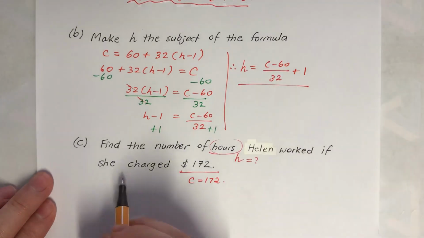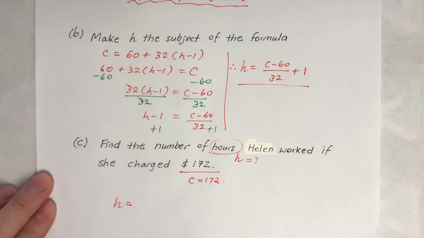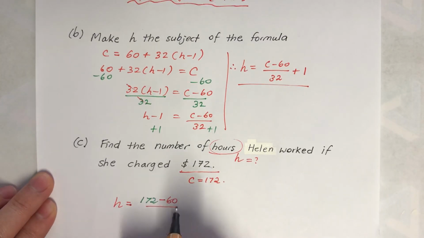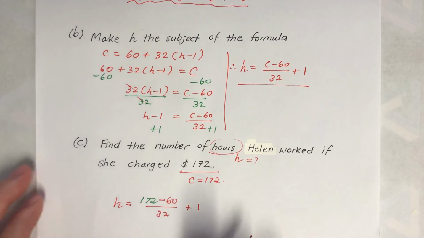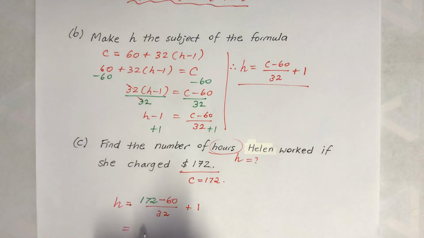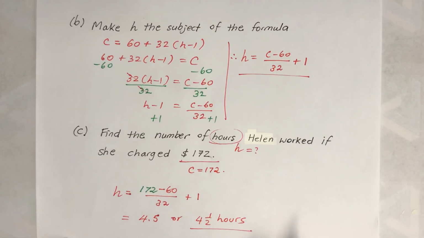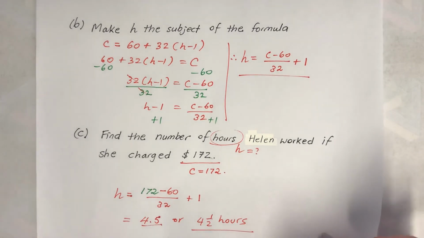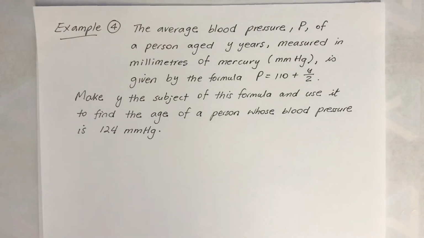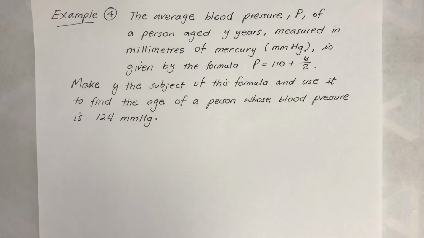So I'll just use this formula. H equals C minus 60, C was 172 minus 60, over 32 plus 1. If you put that in your calculator, you will get 4.5 hours. Now it's good to write it in the same format as the original. The original was 2.5 hours, so I'm just going to put 4.5 hours, but it doesn't really matter. Okay, so that's example 3. Let's have a look at example 4. I think it's the last one.